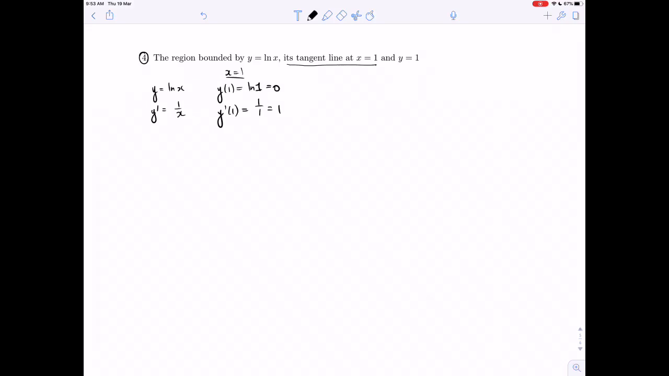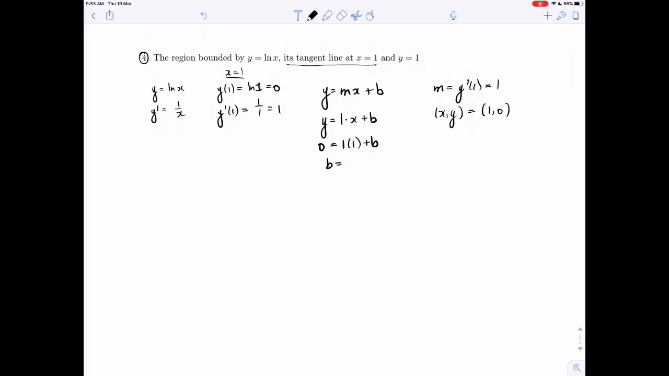which is 1. So the tangent line we can find by using the slope-intercept form of the line, y is equal to mx plus b. We're going to use m, the slope value, as the value of the derivative, so 1, and the known point, the point of tangency, is the point x equals 1, y equals 0. So we'll take that into the equation, so y is equal to 1x plus b. We'll substitute in the known point, so 1, note the y is 0. 0 is equal to 1 times 1 plus b, or b is equal to minus 1.